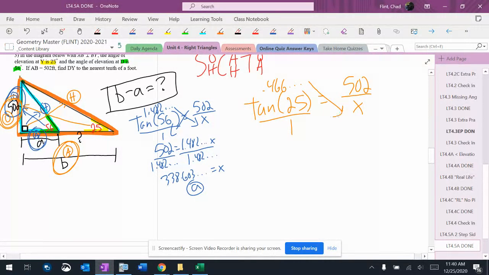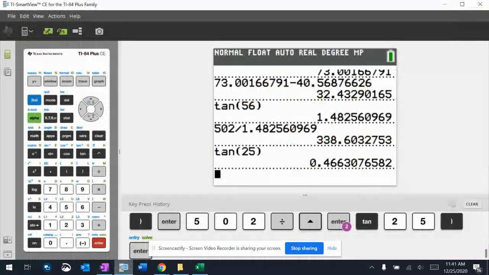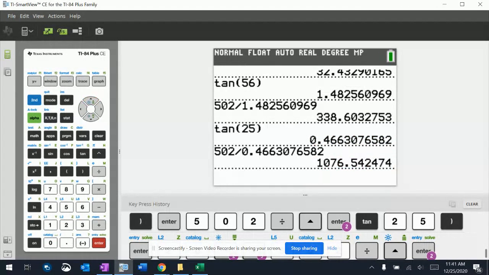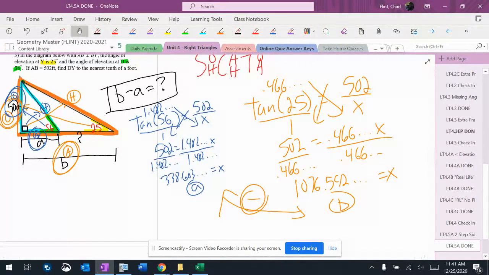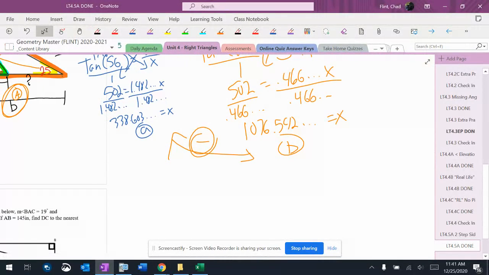So 502 equals 0.466 times x. X is 502 divided by that decimal, which gives 1076.542. That's our B side, and then I'm going to subtract these two. And that would be my question mark side.